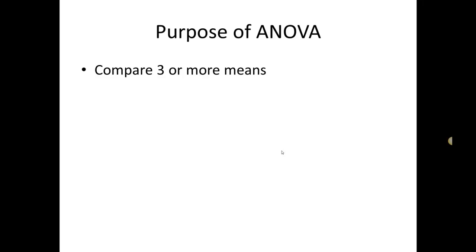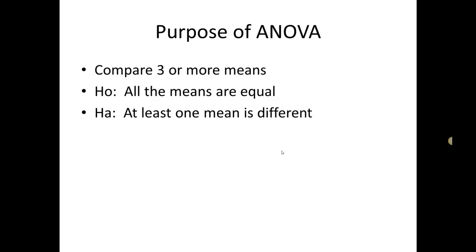In this video, I will discuss the basics of ANOVA. First of all, the purpose of doing ANOVA is to compare 3 or more means, or to compare 3 or more groups. So our null hypothesis when doing ANOVA is that all the means are equal, versus the alternative that at least one mean is different.